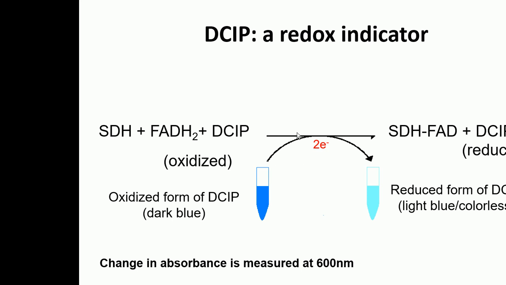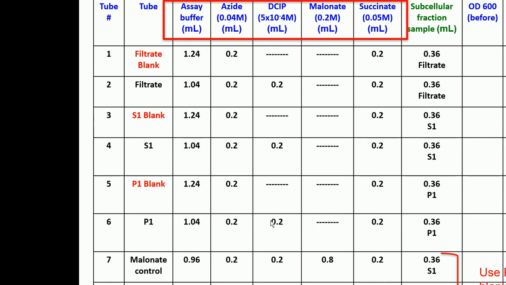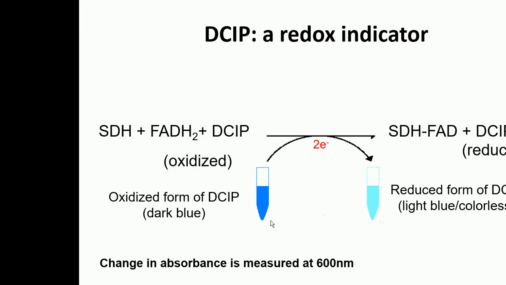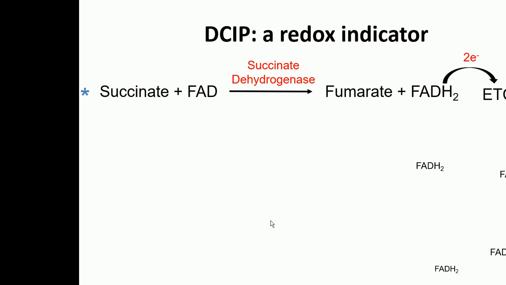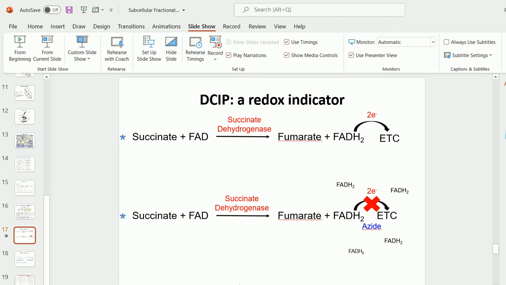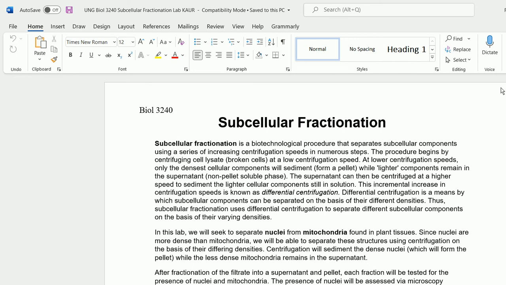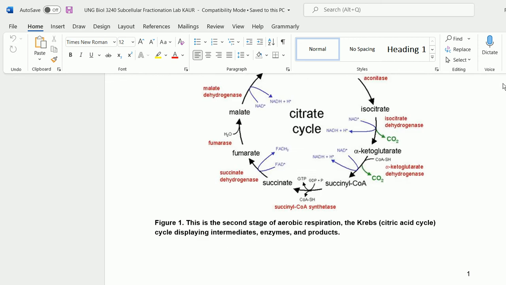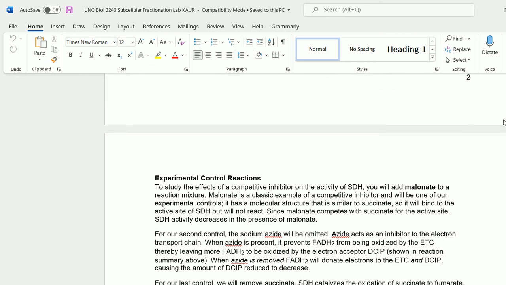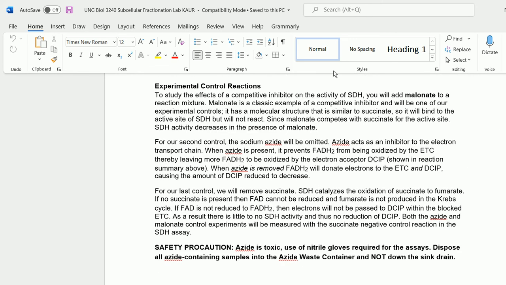So the electrons will be taken by DCIP, and DCIP is blue in color, and when it accepts the electrons, it gets reduced, and when it gets reduced, it gets lighter in color. It becomes light blue or colorless, and we can detect the change in color by using a spectrophotometer, and the OD we will be using will be 600 nanometers. So this is the assay we are going to do, and this is a chart which is given in your protocol. I'm going to discuss how you are going to set up the experiment. This is a brief overview of the experiment, and now let me go to the protocol.